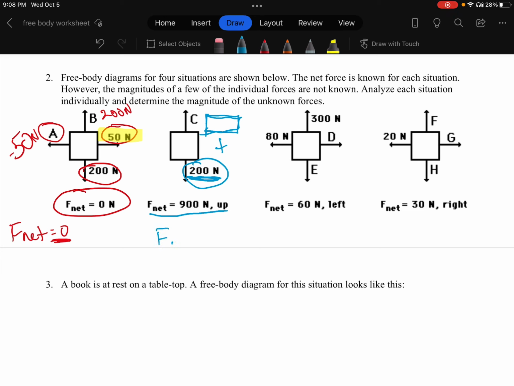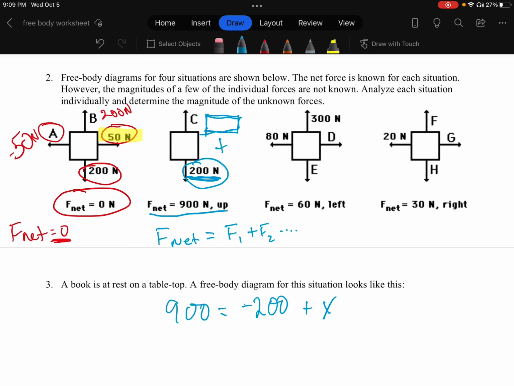We could think of this as an equation, so the net force is equal to all the other forces combined, so F1, F2, and so on and so forth. In this case, you could say F net is 900. We know the downward force is negative 200. It's negative because it's downwards. Plus this other force that we don't know.